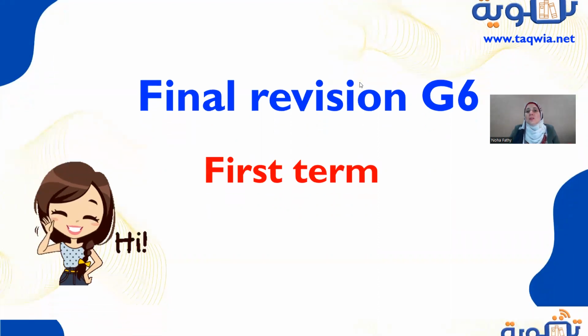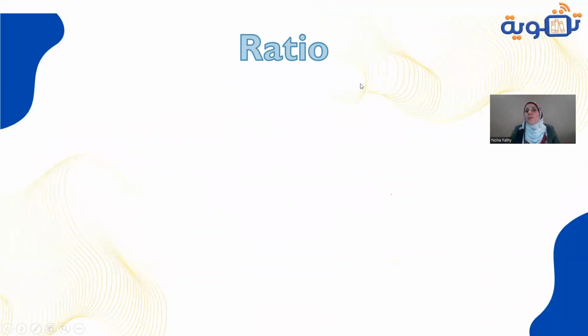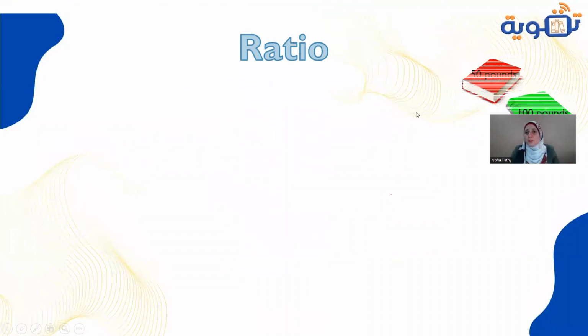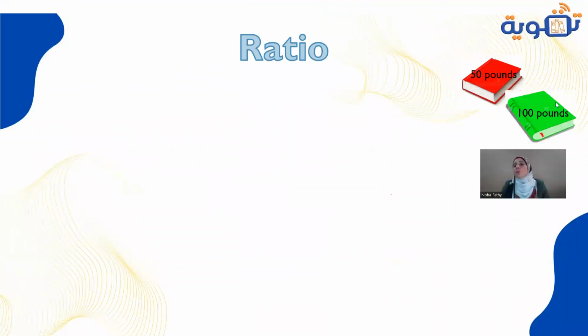The first unit is about ratio. What is the meaning of the ratio? If you have two books, a green book and a red book, and I want to compare the price of the red book and the price of the green book: 50 pounds, 100 pounds. So 50 is half of 100.